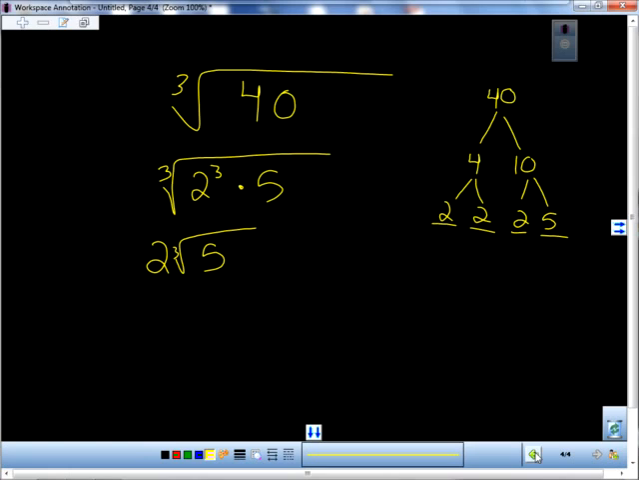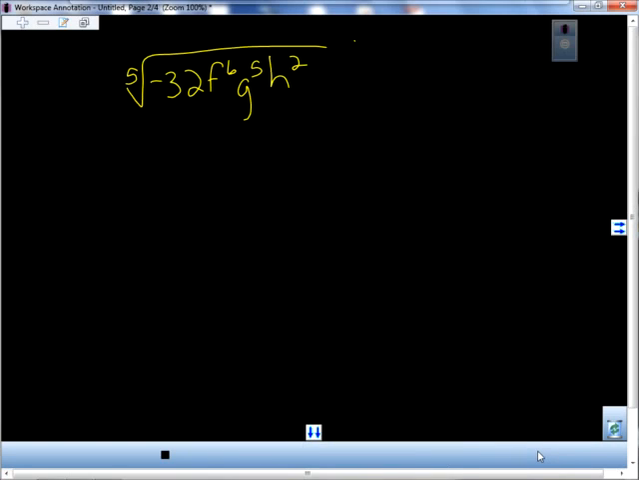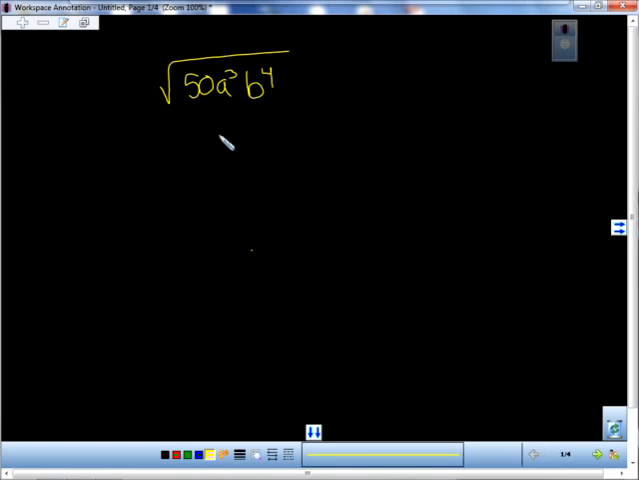Now, let's expand on this a little bit. Let's go to this one. So if I want to take the square root of 50 a cubed b to the 4th, let's start with the square root of 50. Can we take the square root of 50 evenly? Is there anything times itself that you can get to 50?